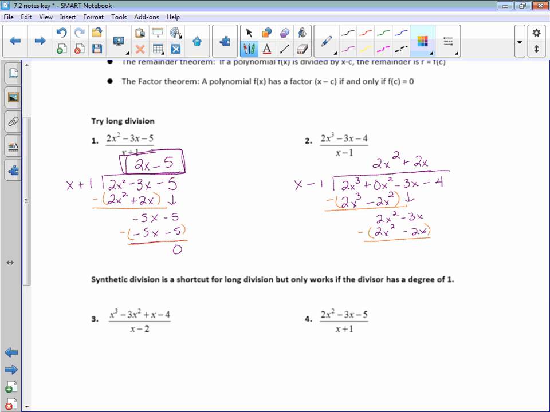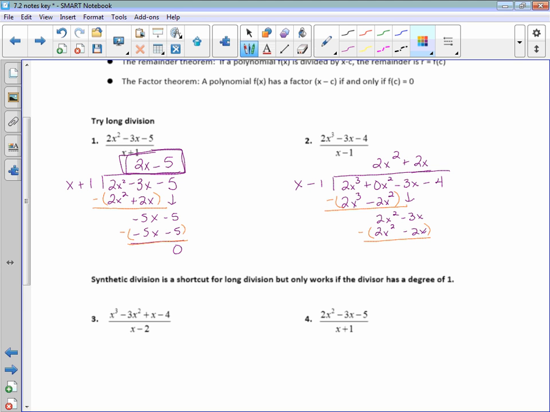The 2x squared and then 2x, it's not going to be the same for every problem. Like, we happen to have a 2x and we happen to have a 2x, but it all has to do with what the numbers out here and the numbers in here are. All right, then I subtract.